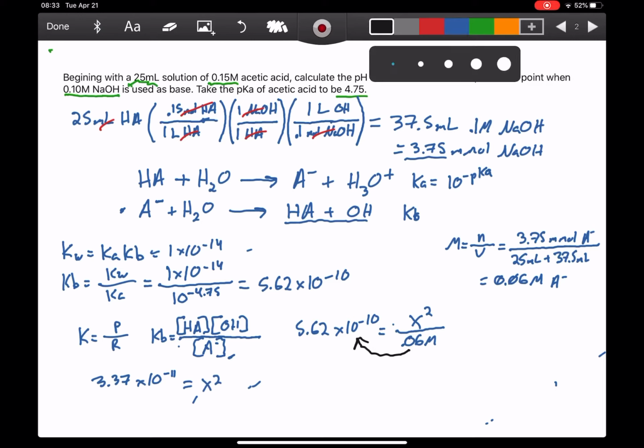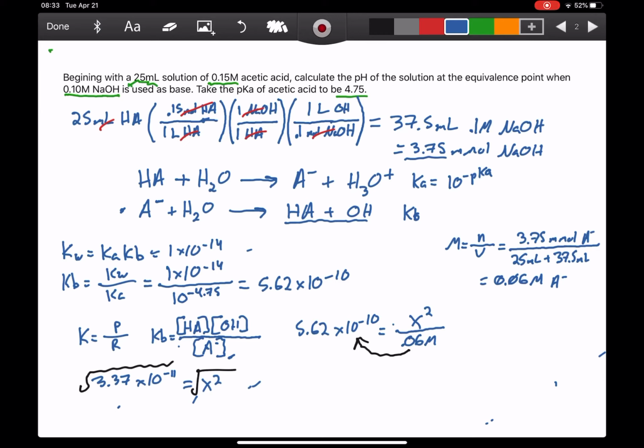And now to solve for X, we're just going to take the square root of each side, and we are going to find that X is equal to 5.81 times 10 to the negative 6th molar. Okay, so this is going to be equal to our concentration of OH minus. Now we are asked to find the pH here.